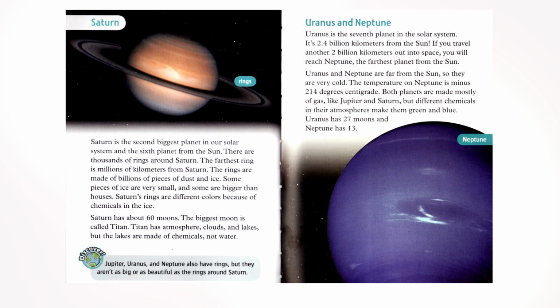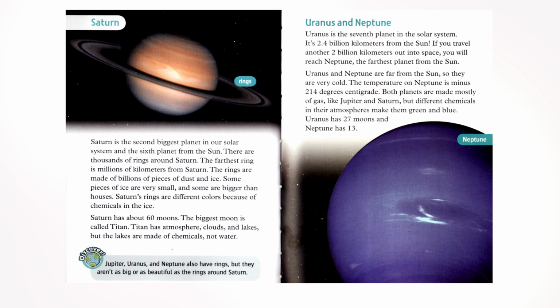Uranus and Neptune. Uranus is the 7th planet in the solar system. It's 2.4 billion kilometers from the Sun. If you travel another 2 billion kilometers out into space, you will reach Neptune, the farthest planet from the Sun.